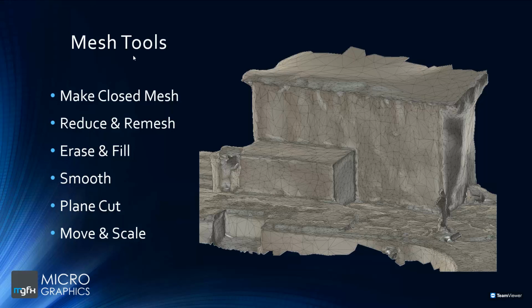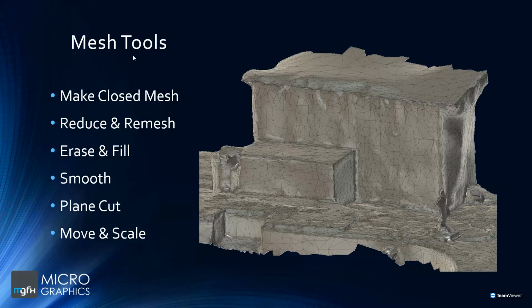We have options for reducing the mesh, where that will actually reduce the polygon count, reduce the number of triangles in the mesh, and another option for remeshing, which will create a more constant, evenly spaced mesh. Erase and fill will allow us to erase a certain portion of the mesh and then have it automatically fill that new opening gap in with a new mesh. We'll have a look at how this is handy for removing anomalies within the mesh or removing features from the mesh that we don't want.